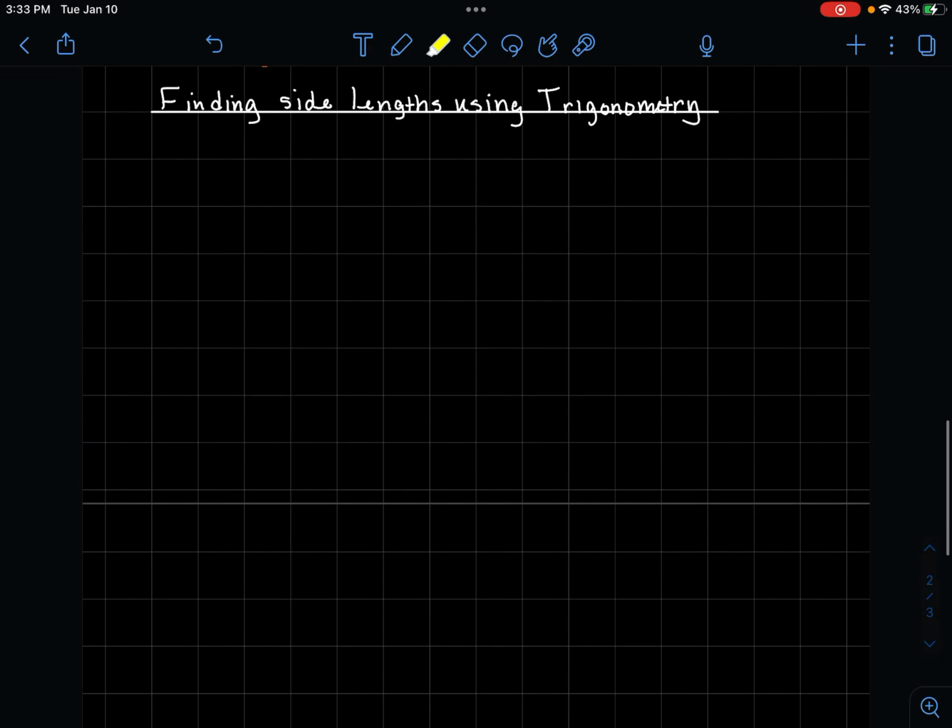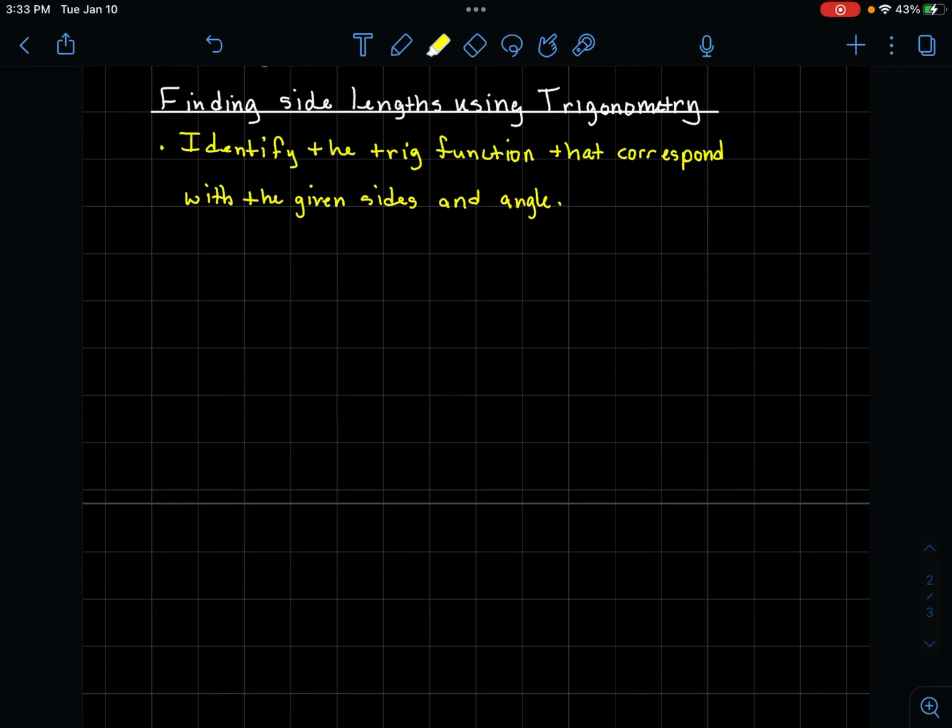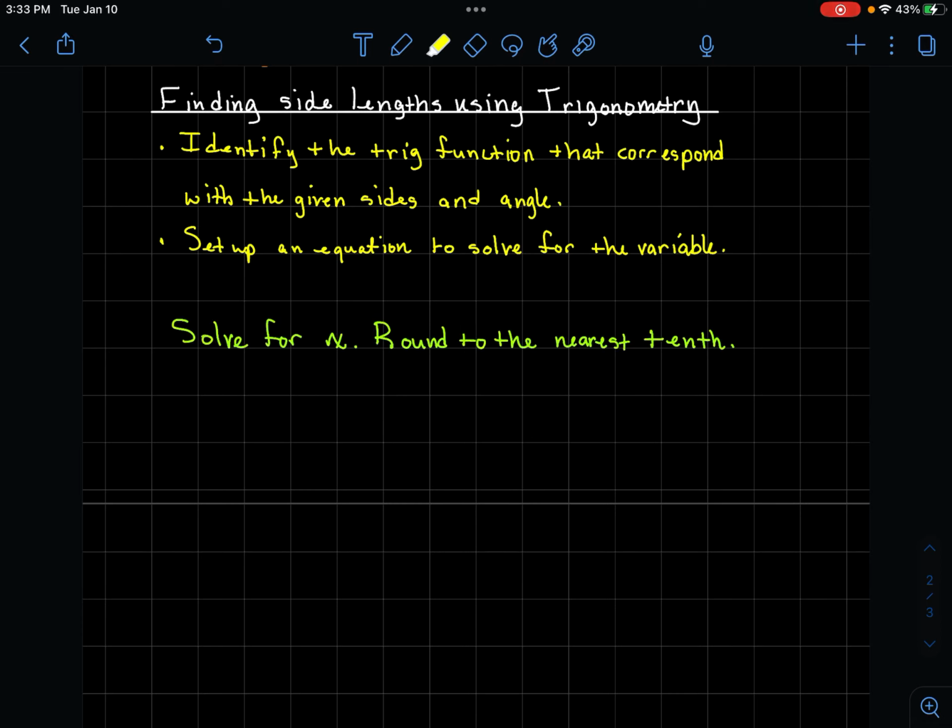All right, so how can we use these trig functions to find a missing length of a triangle using trigonometry? Well, there are two pretty simple steps. First, you need to identify the trig function that corresponds with the given sides and the angle in the triangle. And then second, we're going to set up an equation and solve for that variable. Let me show you how this works. So we're going to solve for x, and then round our answer to the nearest tenth.